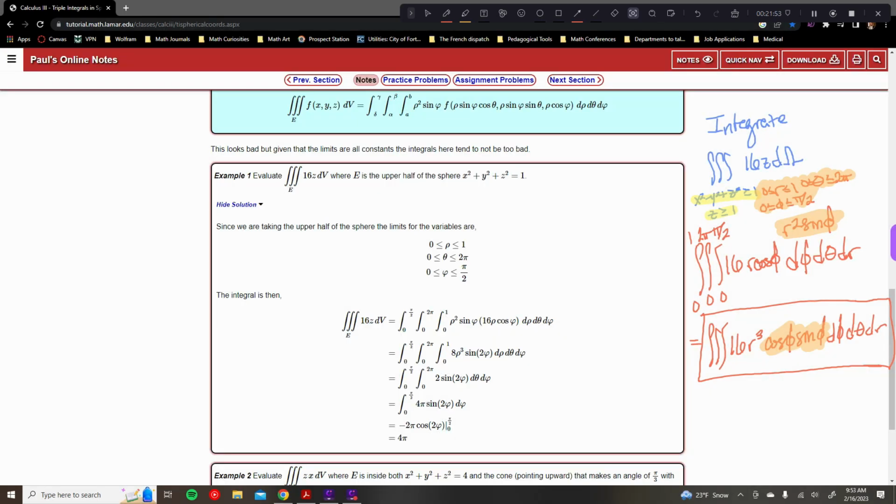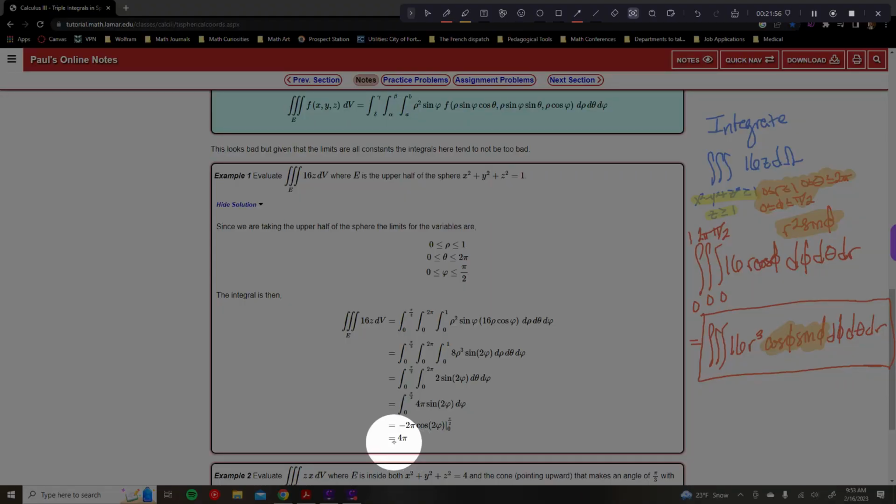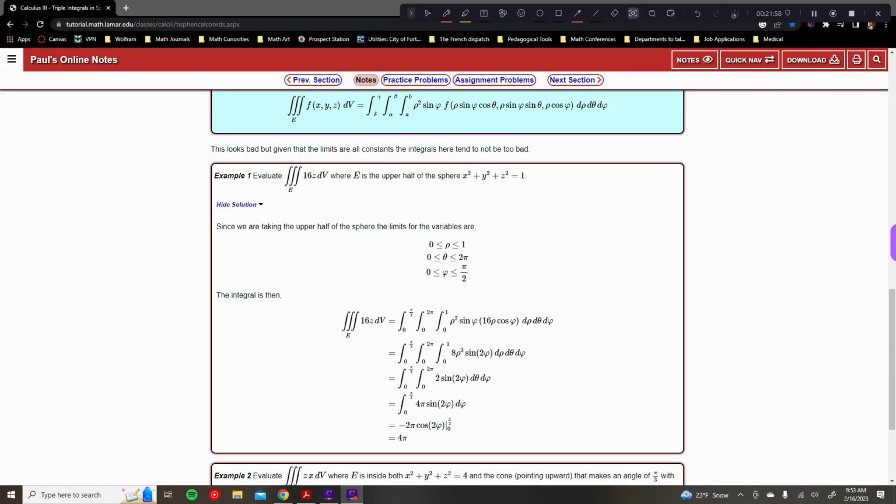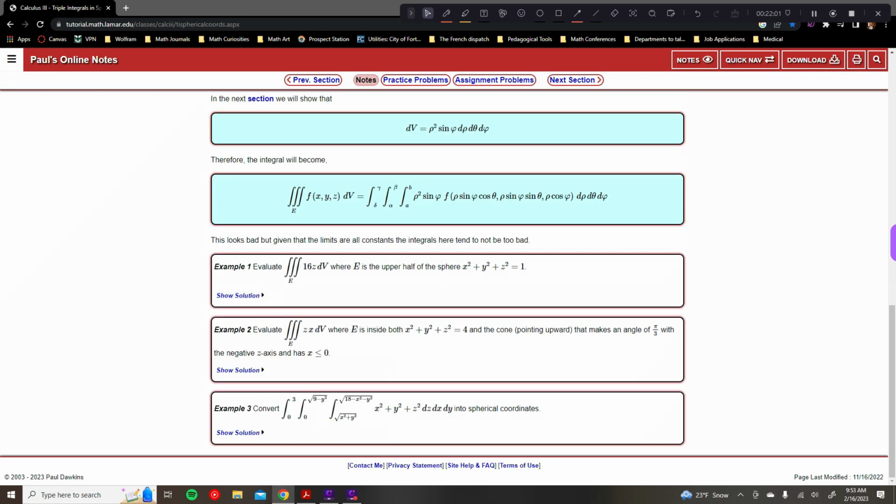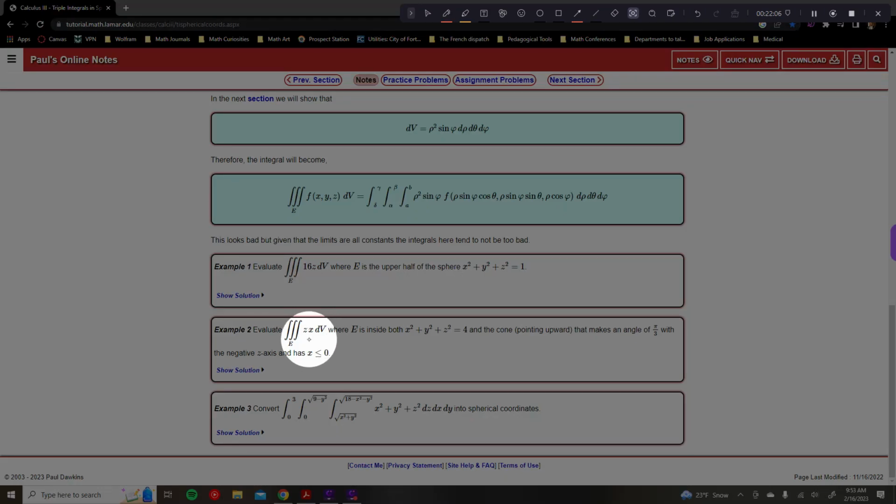So we've got the same bounds there. If you go through the integration, you would get 4 pi. We're going to move on to the next example because I like giving you all enough examples here. It says evaluate the triple integral zx dV, where now E is inside the sphere of radius 4 and the cone that makes an angle pi over 3 with the negative z-axis. And then x is negative.